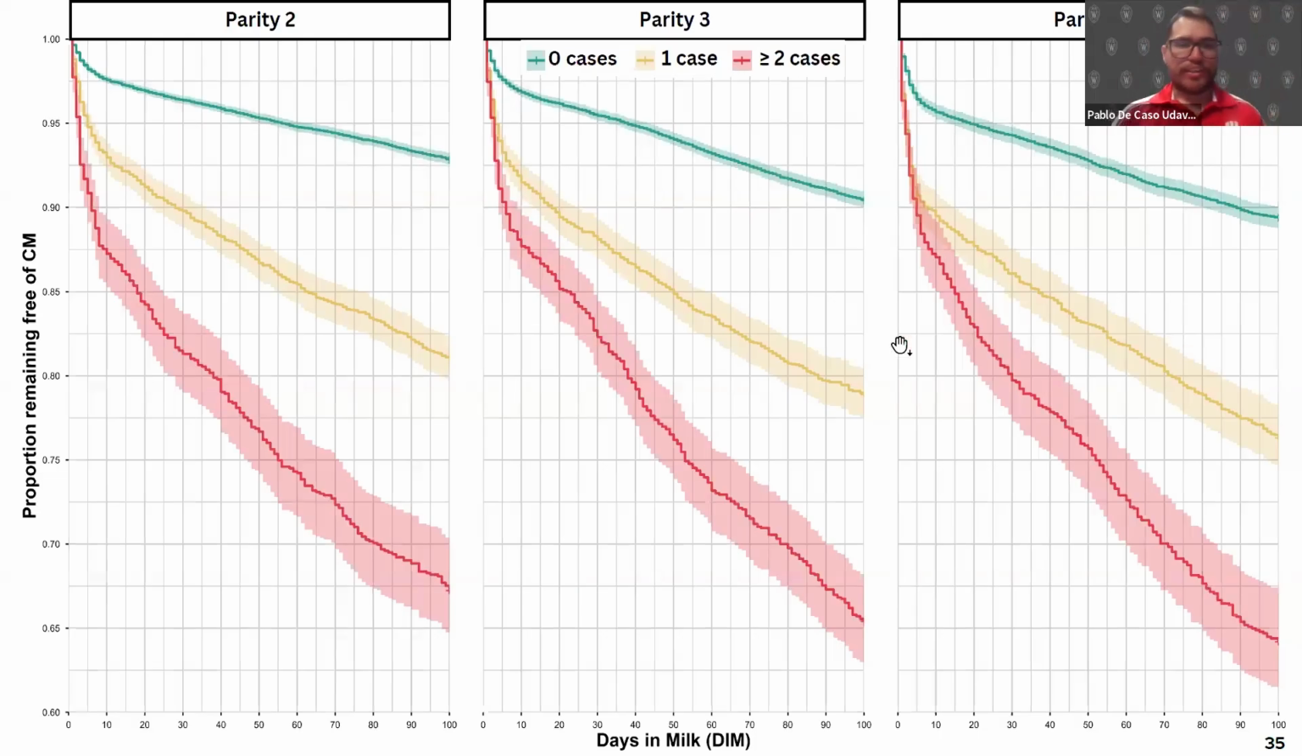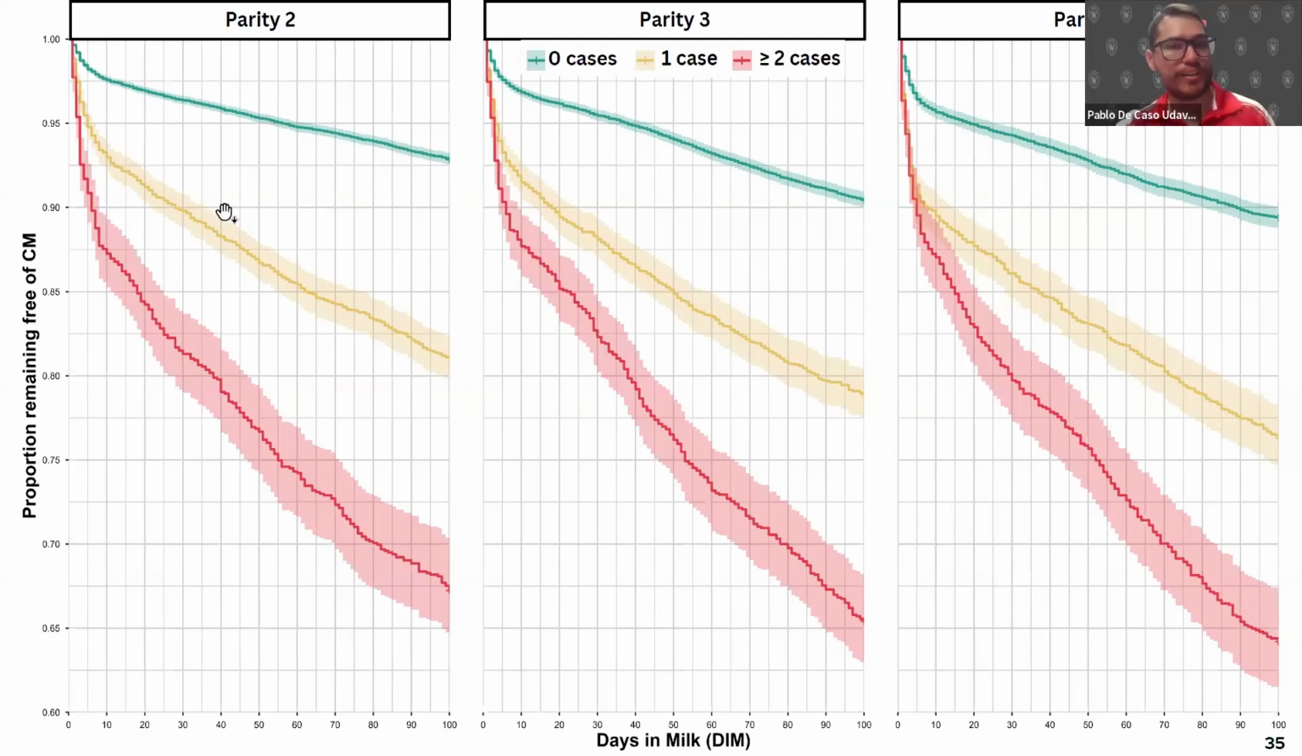And then one of the most interesting and dramatic effects that we observed during our analysis was the carryover effect that we saw from cows diagnosed in the previous lactation, carrying that risk to the next lactation. So as we can see very clearly in these plots, cows in the green line, which is the top one for all the parities, if they didn't have any clinical mastitis cases during the previous lactation, the probability that they remain free of clinical mastitis in the next lactation is pretty high. It doesn't fall below 90% for all the parities.